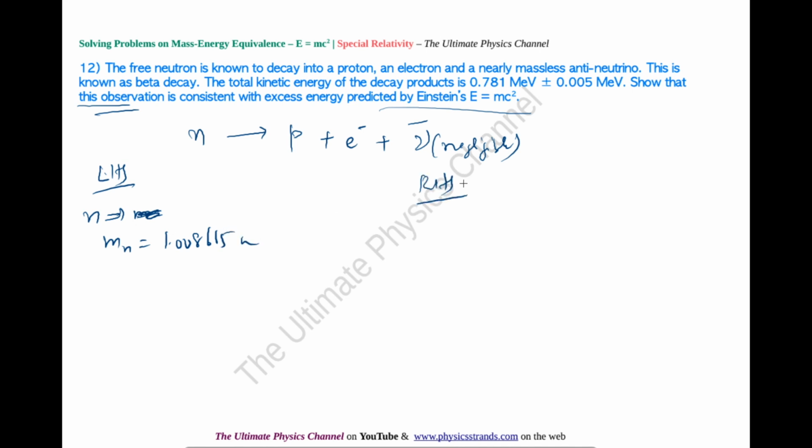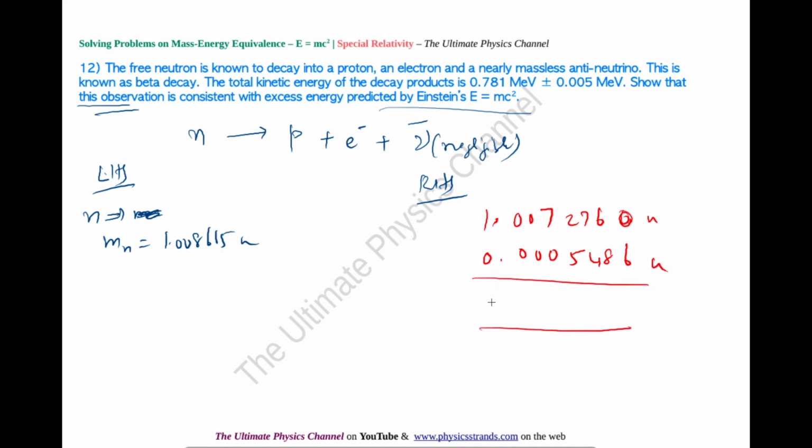For the right hand side, the proton mass is 1.007276 U plus the electron mass, which we calculated in one of our earlier problems in MeV units, 0.511 MeV over c squared. We can convert that into U units as 0.0005486 U. So the right hand side, if I add, I'm getting 1.0078246 U. The left hand side is just this.